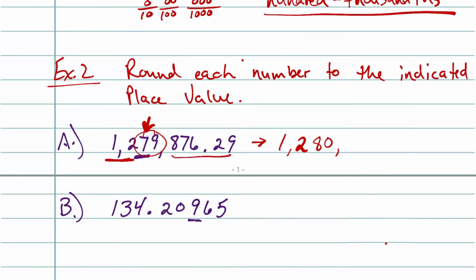And then I bring down zeros for everything else up to the decimal point. You do not need to include the decimal point when you're rounding place values in that whole number portion. Okay, so this rounds to 1,280,000.